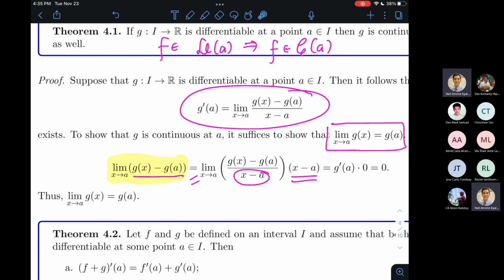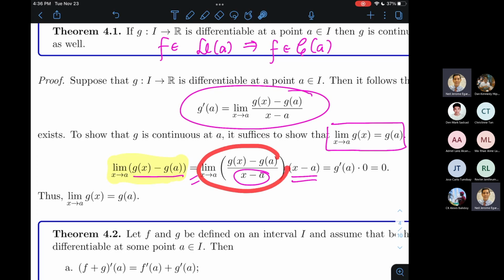ay nag-exist or may limit ang g of x minus g of a all over x minus a. Tapos alam din natin na yung x minus a ay may limit din siya. Alright? So when you have two existing limits, you multiply them together, we get the limit of the product, all right? So the limit of this guy exists, the limit of this guy exists, so the limit of the product is just the limit of those two guys.